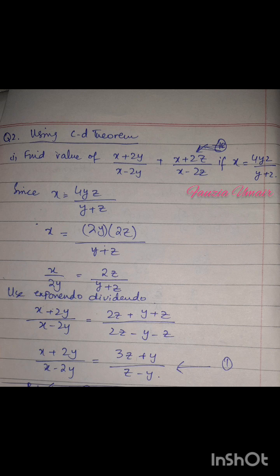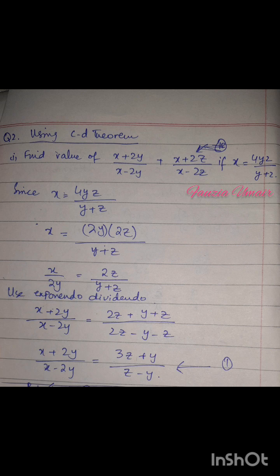Because I need x and 2y on the left side of the equation. So this is the new formation. Now I will apply Componendo Dividendo Theorem. So when I apply the theorem, you can see the left hand side is the same as the one given in the question. So I will solve the right hand side and I will call it equation 1.